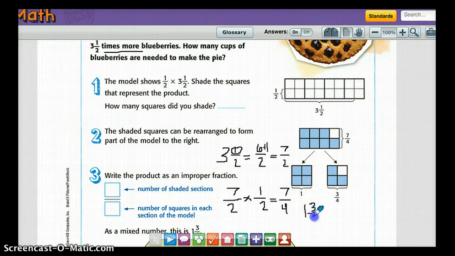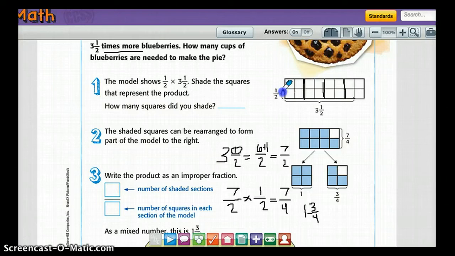And then I'll show you what they were talking about with this shading up here. So they have 3.5, so think of this box as a whole. I'll draw an extra line over there. That's 1 whole. This would be 2 wholes. This would be 3 wholes. And then this is half of a whole. So that gives us 3.5.